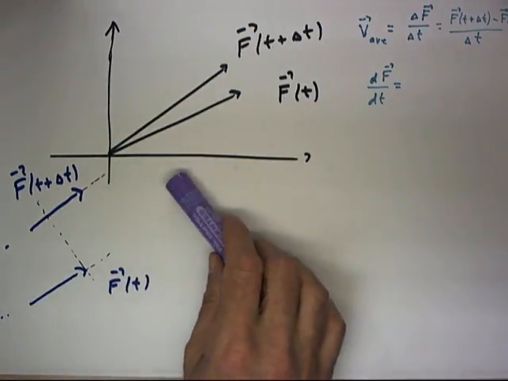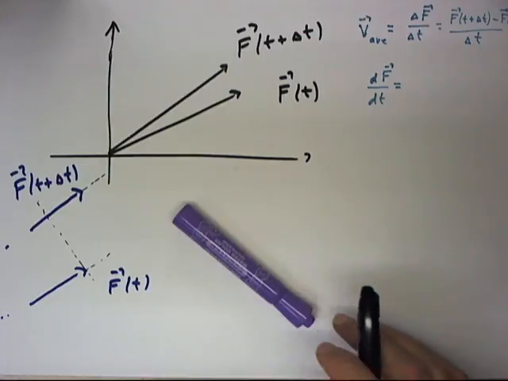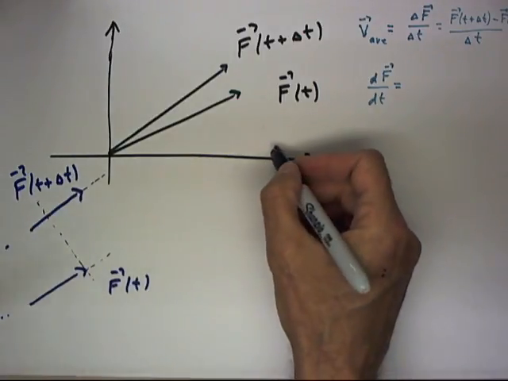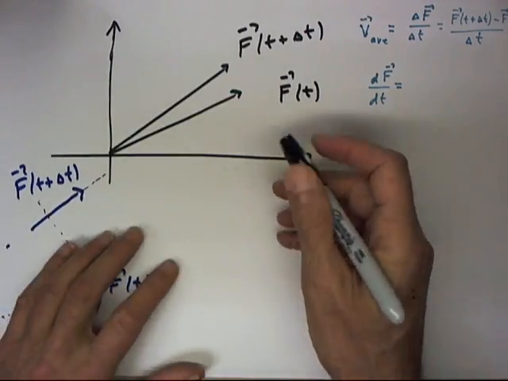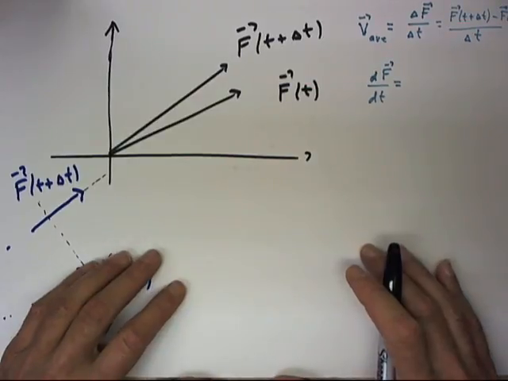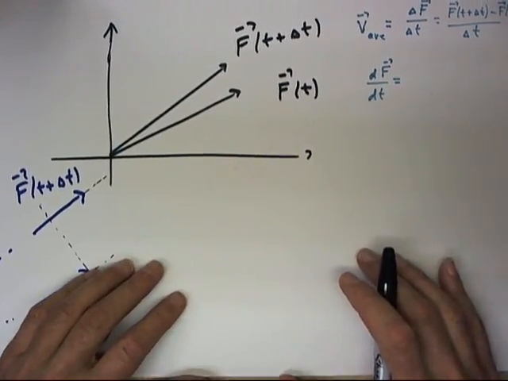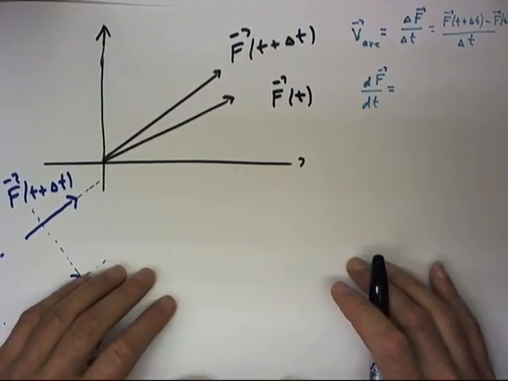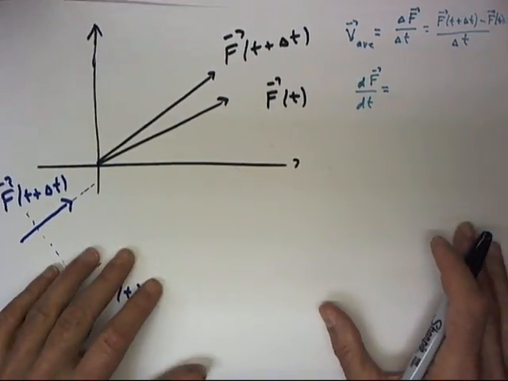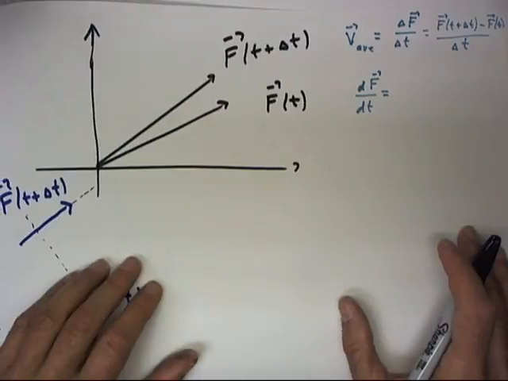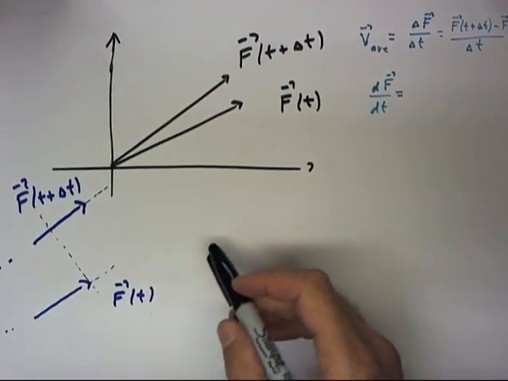Let's think a little bit about what we mean by the derivative of a vector function. We've seen how to calculate it. We've seen what it means, or at least we've asserted what it means, in the case of a vector function that represents the motion of an object. But what does it mean in general?